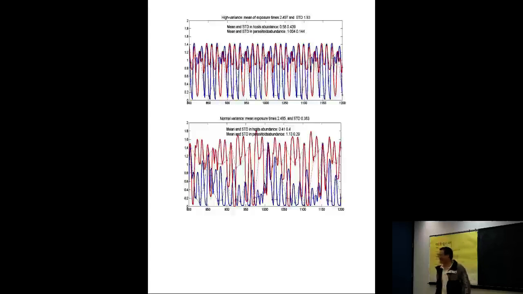Yeah. So that's what it is. And also, if you look at the magnitude of the oscillation, you can see the magnitude of the oscillation in high variance is a little bit smaller than that in normal variance. So in this sense, we can also see the population is stabler in high variance than in low variance.